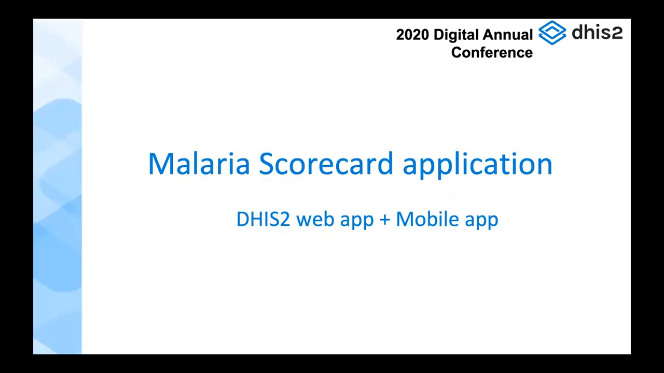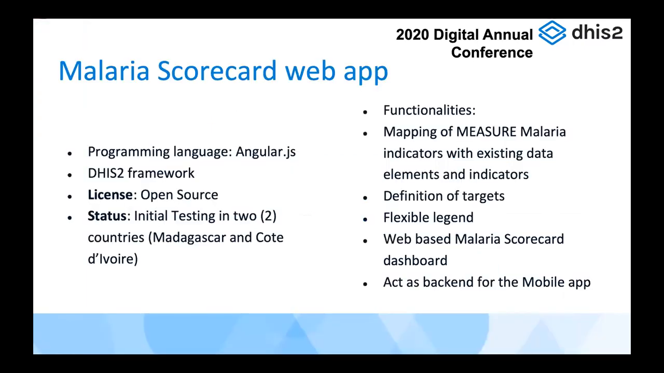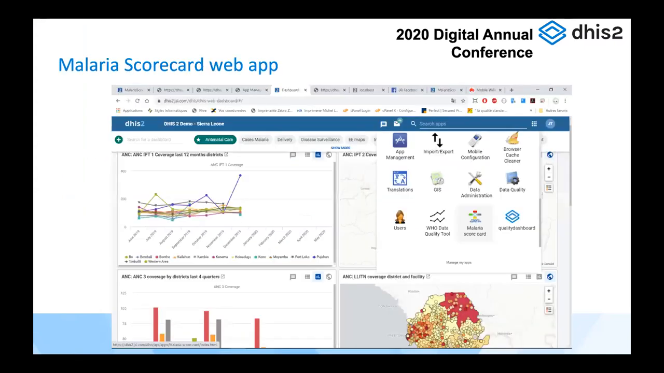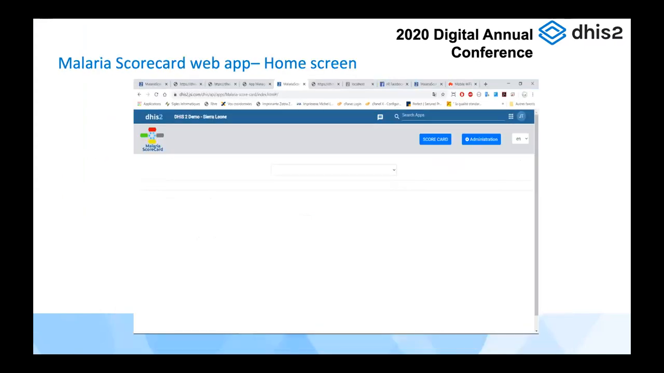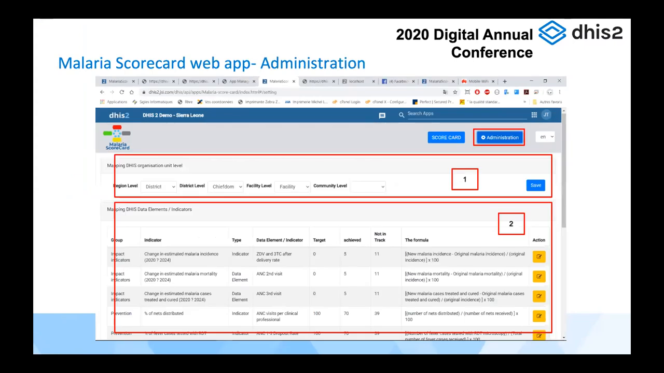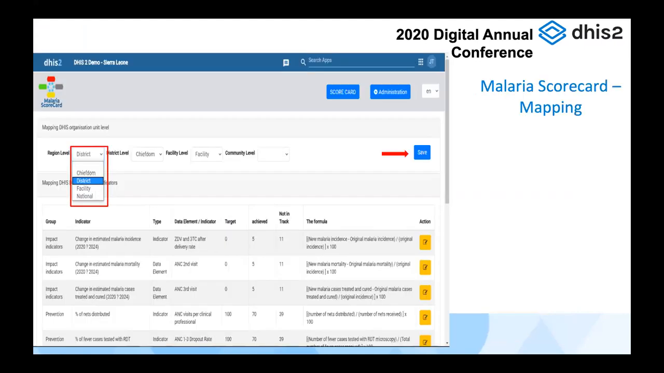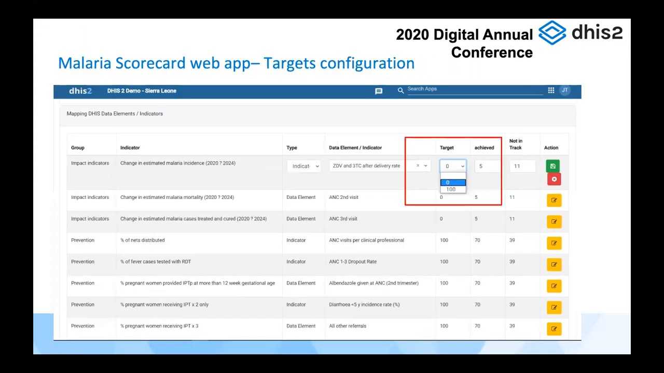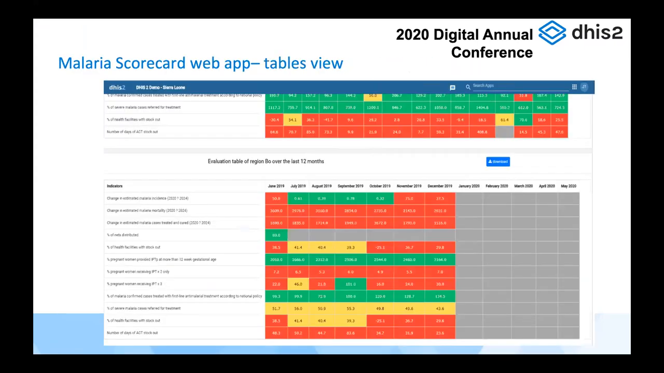And we have the same also for the scorecard application, a web app version that you can use to first configure, match your org unit, and then match your indicators, and then set up the targets, and then from there you can generate your scorecard based on the org unit that you want to see.